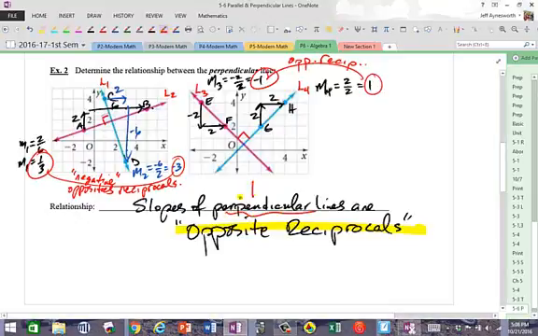By the way, the symbol for perpendicular is the upside down capital T. So L3 here is perpendicular to L4. And over here, L1 is perpendicular to L2.